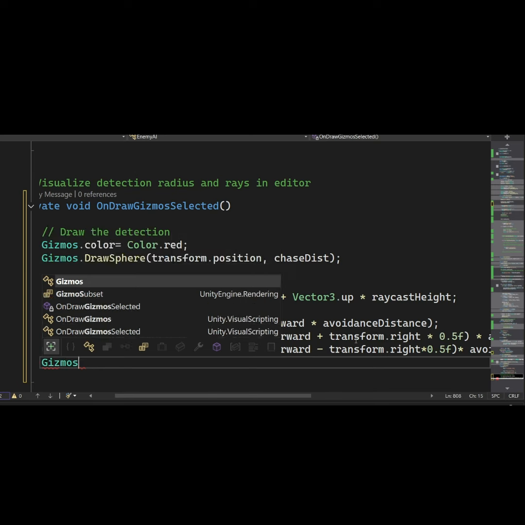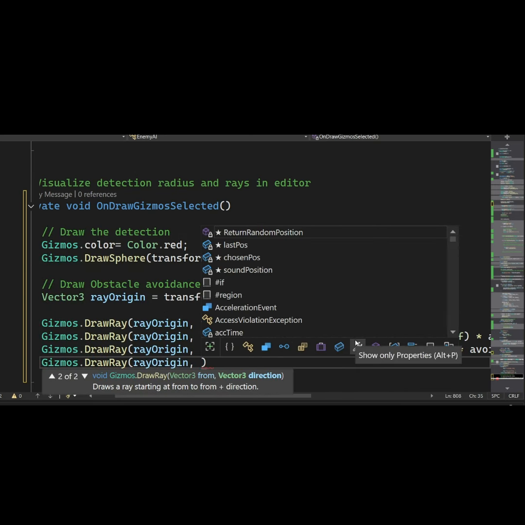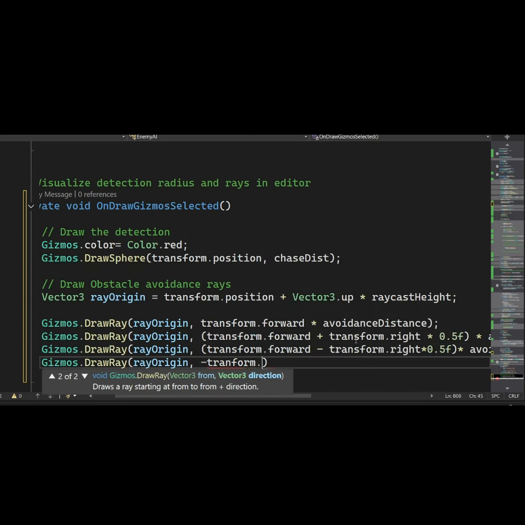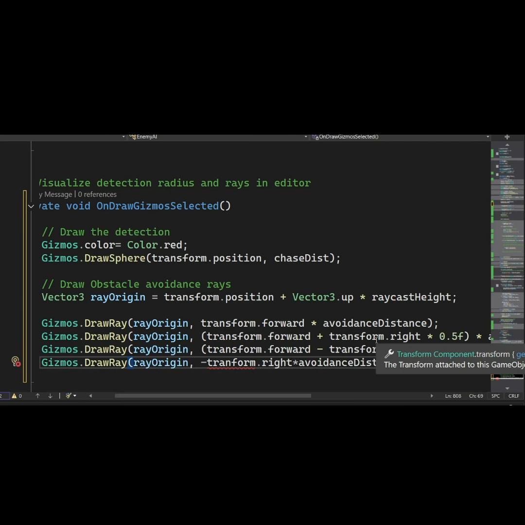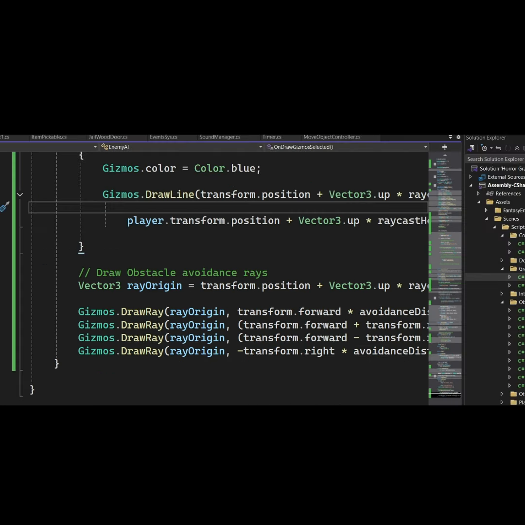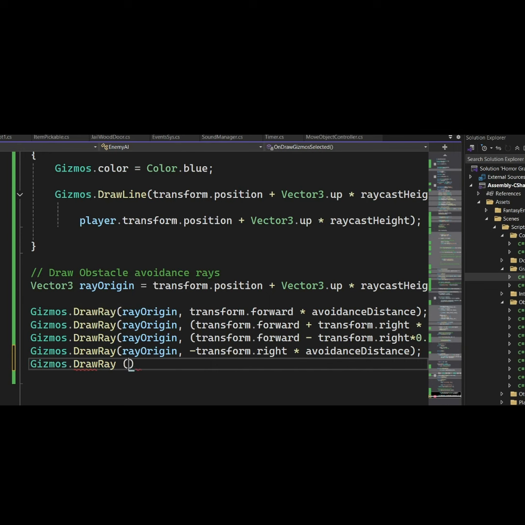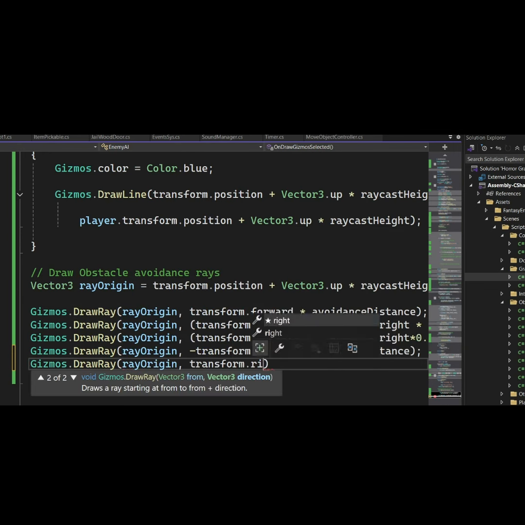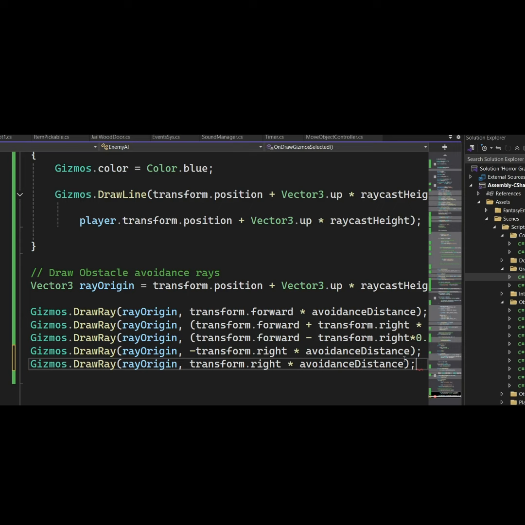Next are the 2 side vectors. The first one is the minus sign of transform.right. This represents the left side vector. Finally, let's build the right side vector. So transform.right times the avoidance distance.